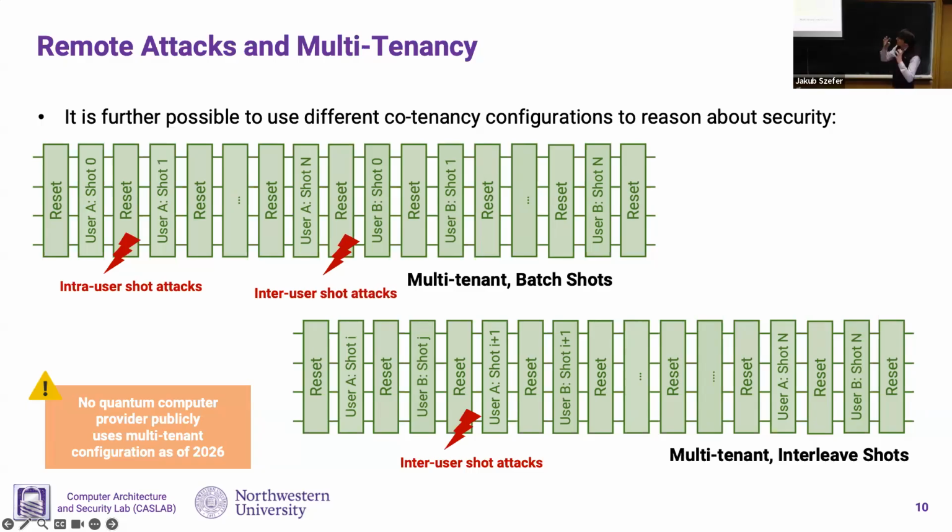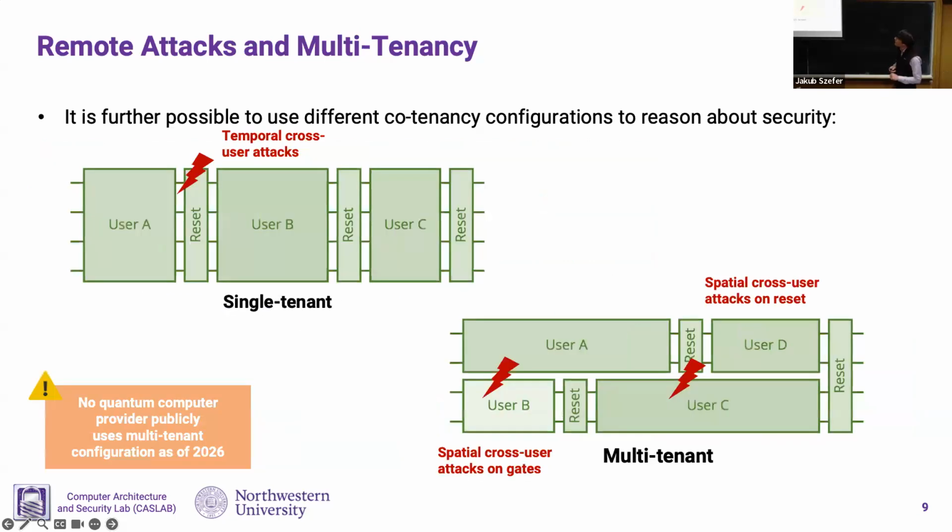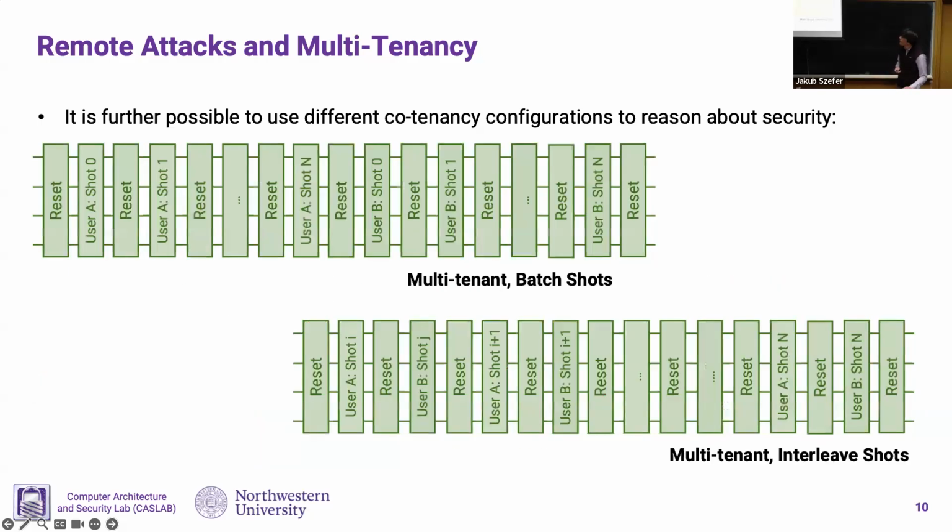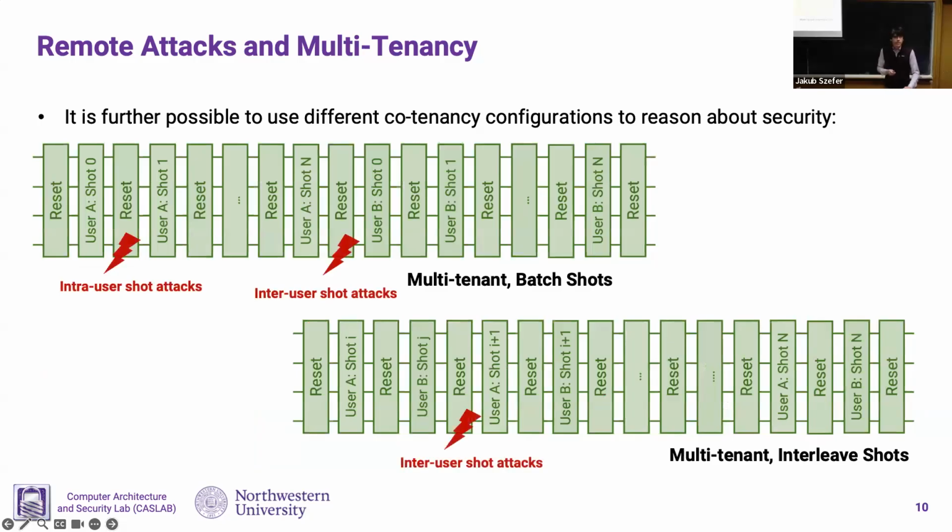So again, the current setup is much simpler, where one user runs all the shots and they're done. But some of the research that we'll talk about has looked at all different ways of interleaving users. So these are the different ways of having multi-tenancy, and they've really been explored in the crosstalk attacks. But again, multi-tenancy is not available today, so it's really all emulated. Are there any questions about the different possible setups of how users can run?